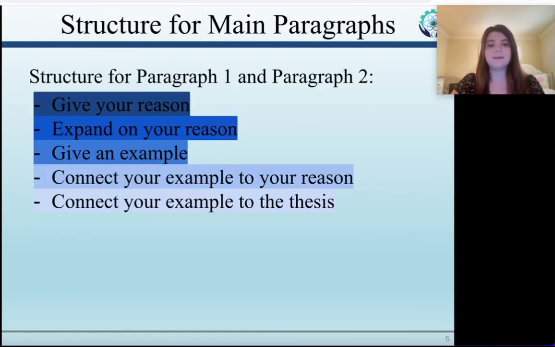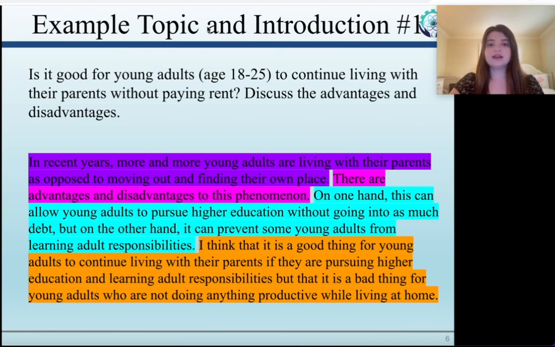So I'm going to give an example. Let's revisit this example topic and introduction one. This is one that we specifically went into detail about in our last lecture. This prompt says, is it good for young adults age 18 to 25 to continue living with their parents without paying rent? Discuss the advantages and disadvantages. So that was the prompt.